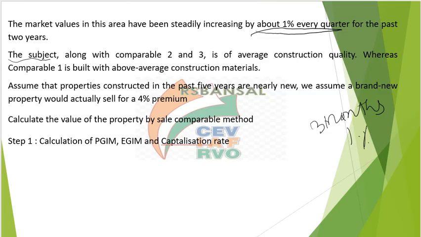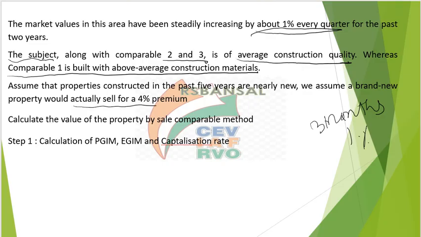The subject property, means the property of which you are doing the valuation, along with comparable 2 and 3 is of average construction quality, whereas comparable one is built with above average construction material. Assume that the properties constructed in the past 5 years are nearly new. We assume a brand new property would actually sell for a premium of 4%. Calculate the value of the property by sale comparable method.